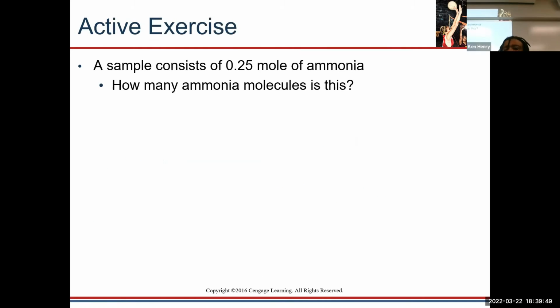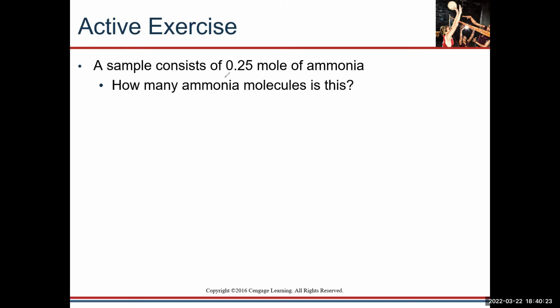Okay, so let's say we have a sample that consists of 0.25 moles of ammonia. How many ammonia molecules is that? So how would I go about converting? This reminds me of chapter 3, when we were doing all those conversions, with a little table. I'm always going to start with what? My given.